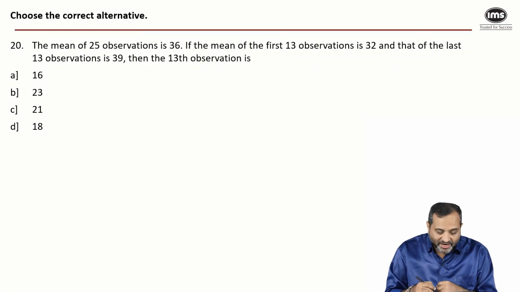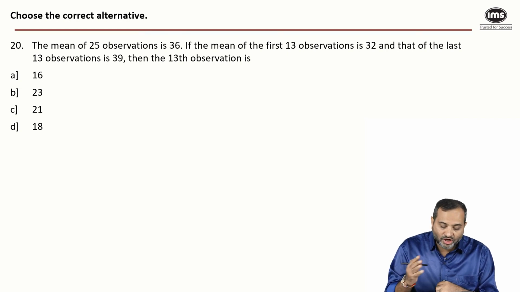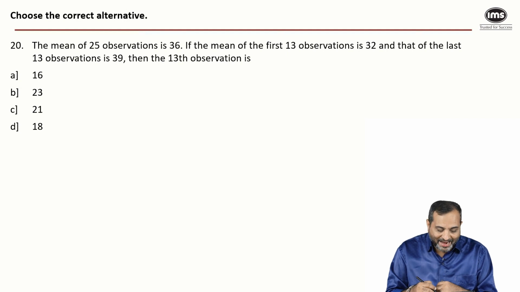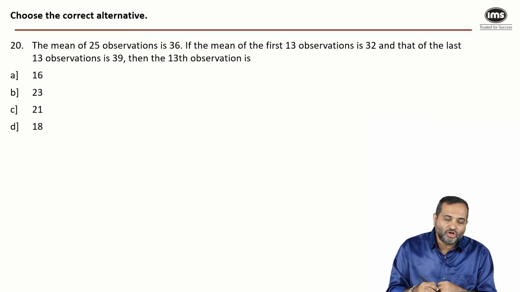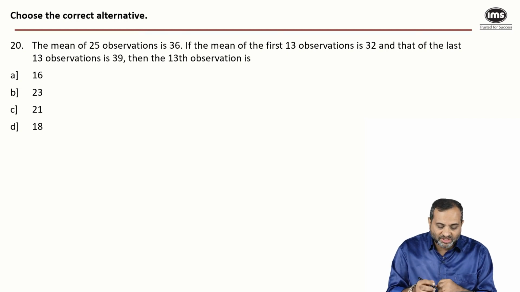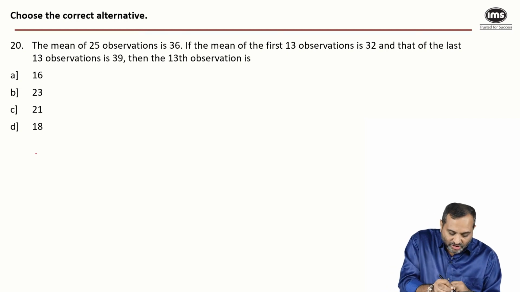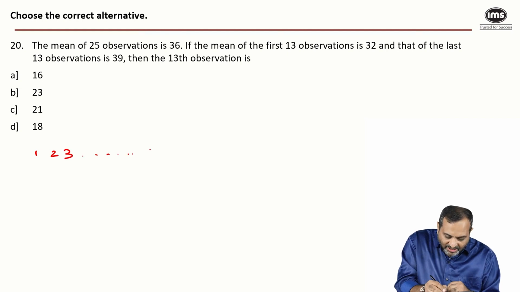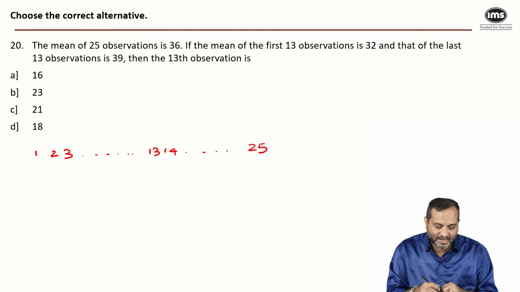The mean of 25 observations is 36. If the mean of the first 13 observations is 32 and that of the last 13 observations is 39, then the 13th observation is how much? So the question says I have a total of 25 observations. So 1, 2, 3 going on till, let's say, 13, 14 going on till 25. These are the 25 observations that I have.